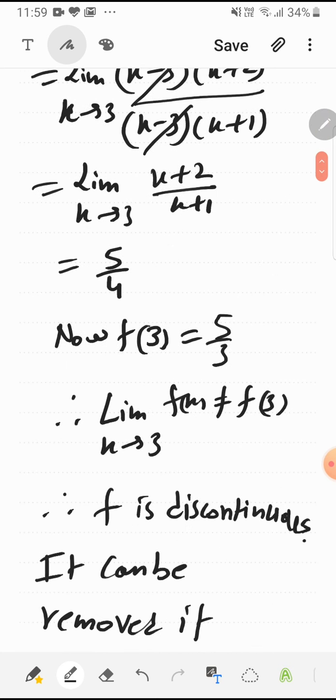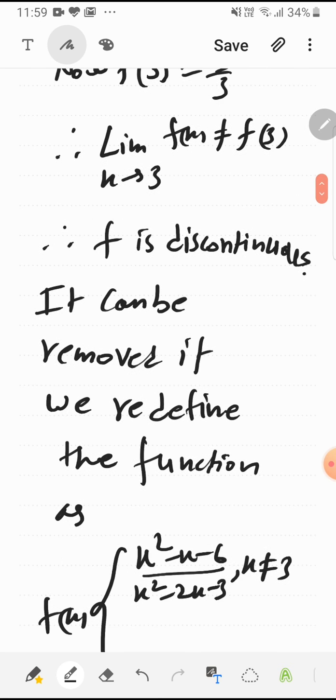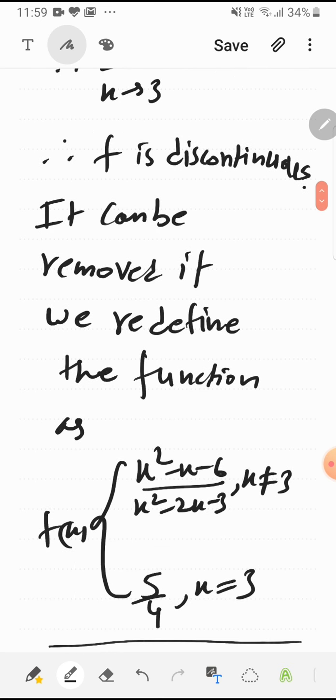Now, the next question was, can we make it continuous? Students, we have discussed that when the limit of a function is not equal to f of a, that type of discontinuity is removable discontinuity. So yes, we can remove this, we can make this function continuous. How? This can be removed if we redefine the function.